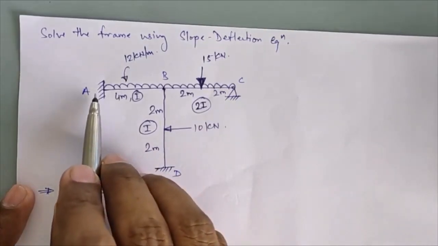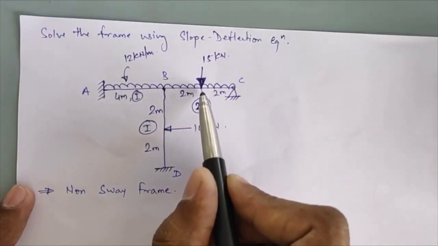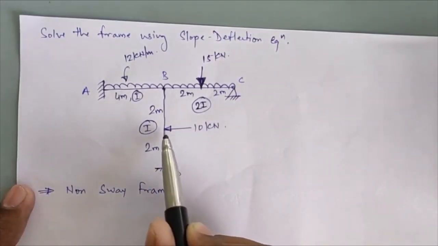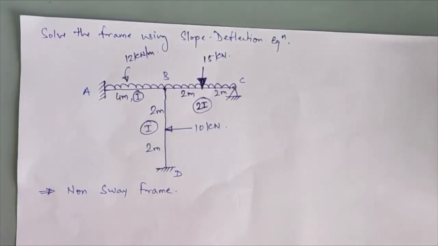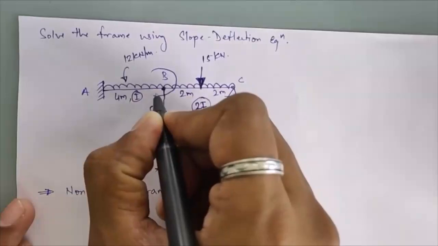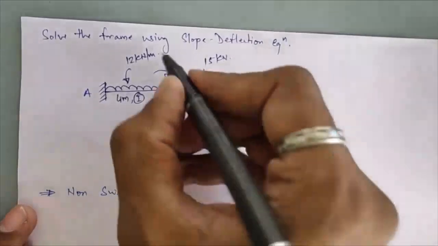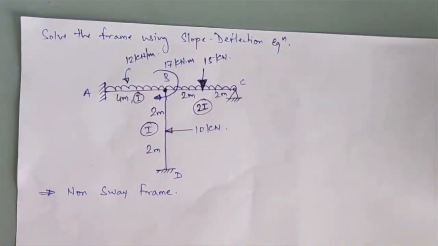The UDL of 12 kN per meter is acting throughout A to C, and a point load is also acting at the center of span BC. Also a point load of 10 kN is acting at the center of span BD. One more loading is given: at point B a clockwise concentrated moment of intensity 17 kN meter is acting. How we have to consider this moment in the numerical, we'll see further.